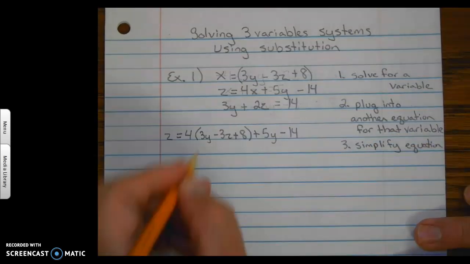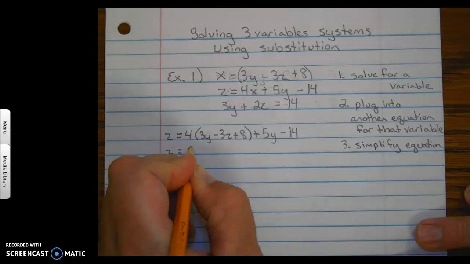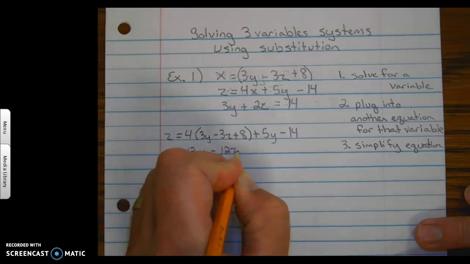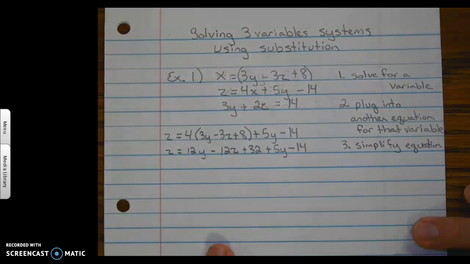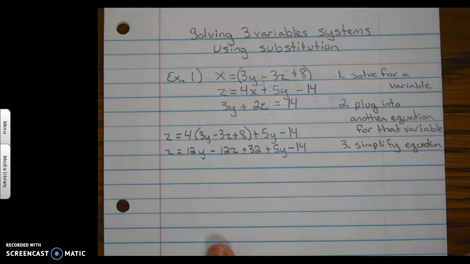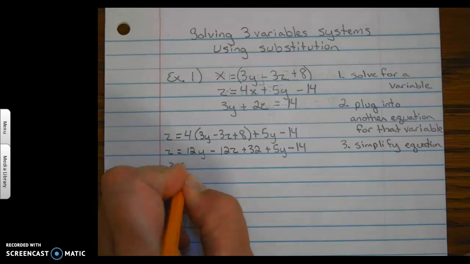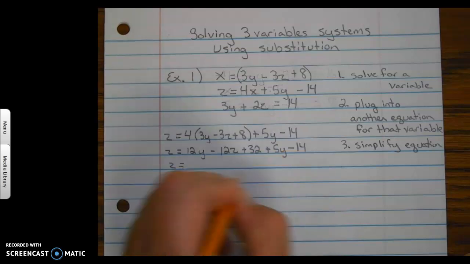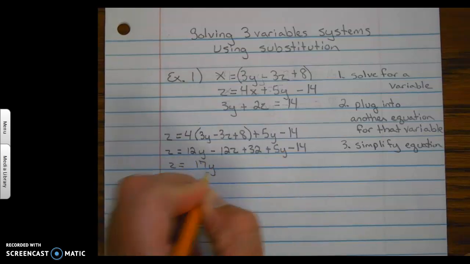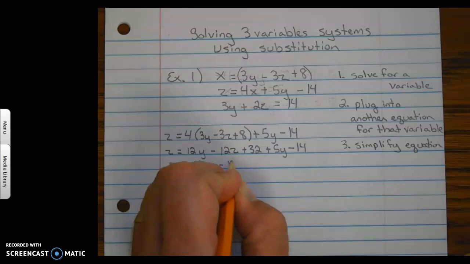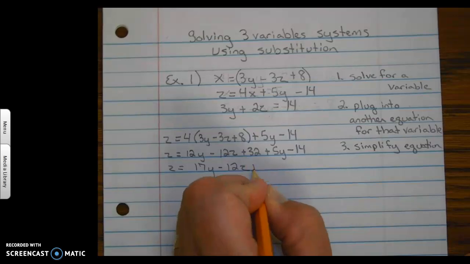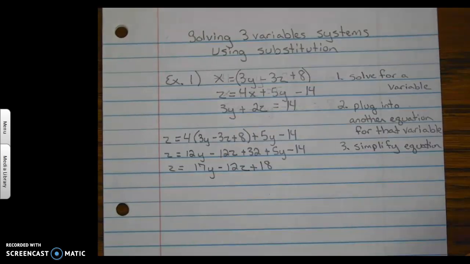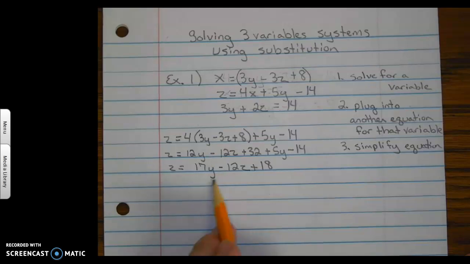Okay, so we're going to distribute. And remember, simplifying, we distribute, and then we combine like terms. So we're going to combine what we can. So we're going to have 17y. Nothing to combine there. Combine the constants. Okay, so now we just need to fill in the y in terms of z.